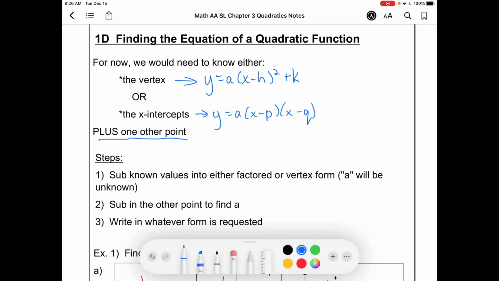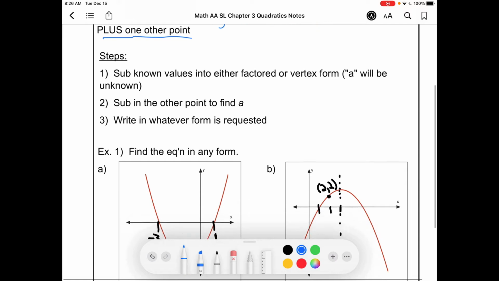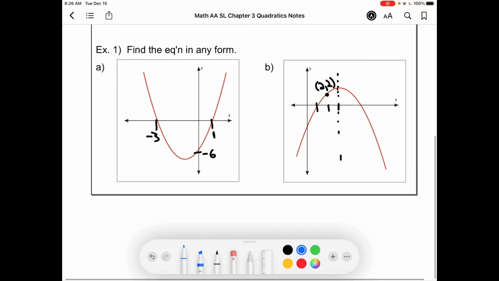So here are the steps if we want to find the equation of a graph, if we're given the graph. Sub known values into either factored or vertex form, and a will start off being unknown. Then we'll sub another point in to find a, and then write in whatever form is requested. So let's take a look at a couple of examples here.